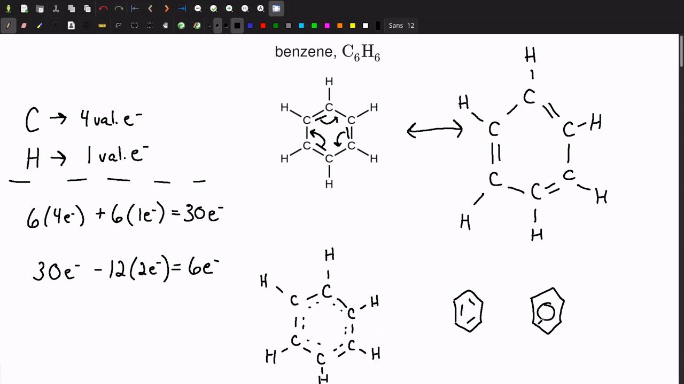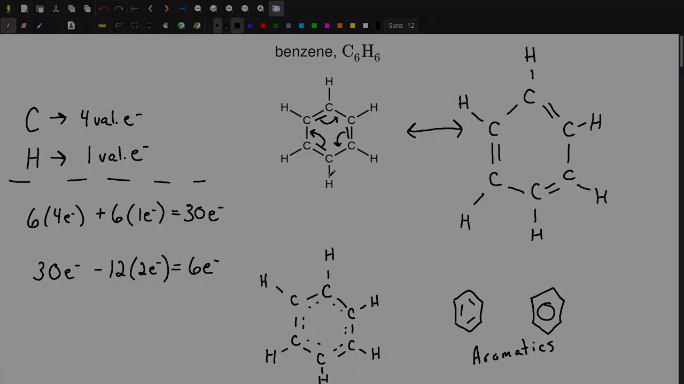This is part of a class of organic compounds called aromatics, kind of a historical name because they smell. And in fact, benzene, even though it's wildly carcinogenic, is a big component of that smell you smell at gas stations on a hot summer's day.